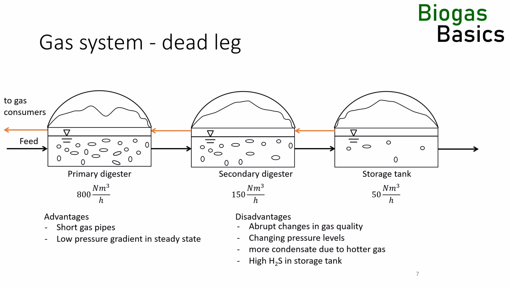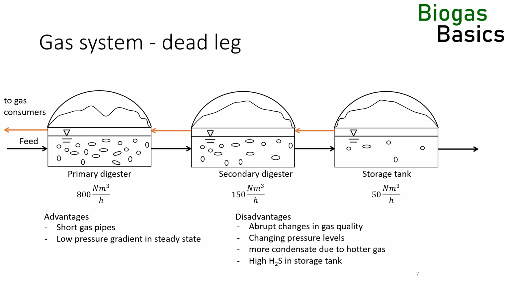This configuration has a low pressure gradient in steady state because the flow from the storage tank to the secondary and from there to the primary digester is very low. But if the gas consumers are switched off, the pressure gradient reverses and widens, as gas will now flow upstream towards the storage tank. In normal operation, most of the gas will flow straight from the primary digester to the gas consumers. The gas will be hot and creates lots of condensate.